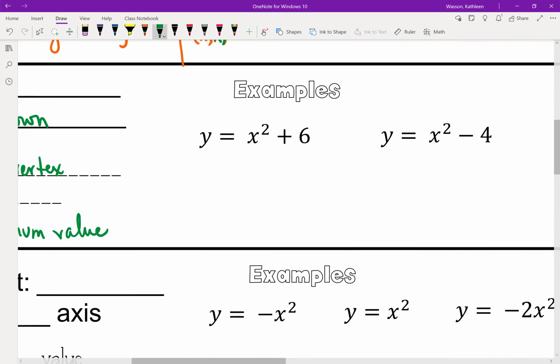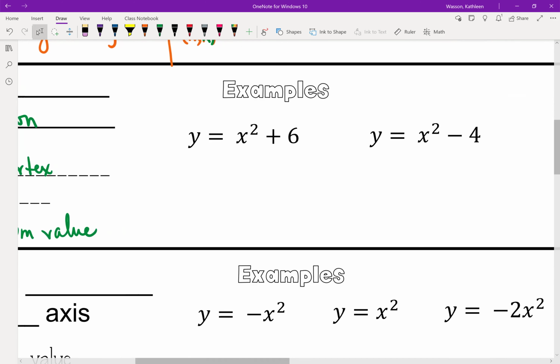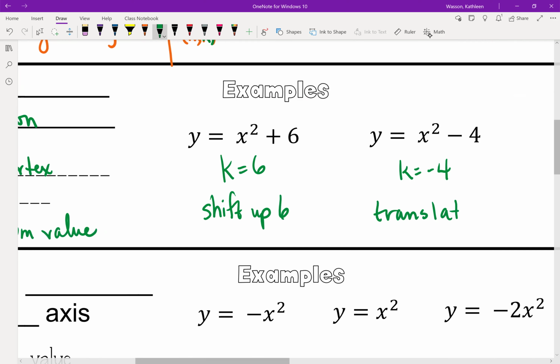So for these two examples, I have x squared, there's nothing with the x, so this is not h, this is k at the end. Here I have k is a +6, and so my graph will shift up 6. And then for this example, x squared minus 4, k is equal to -4. So my graph will shift, all right, shift and translate mean the same thing. I just want to keep that in your working vocabulary. Down 4 units.